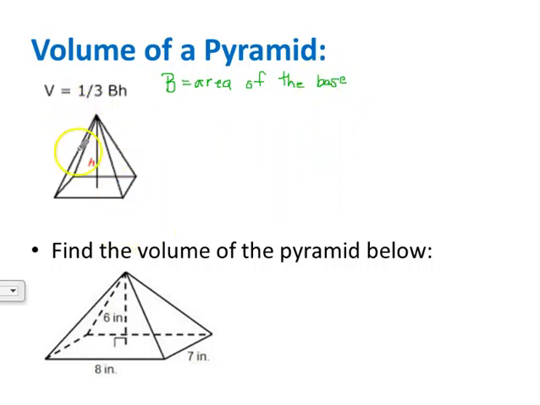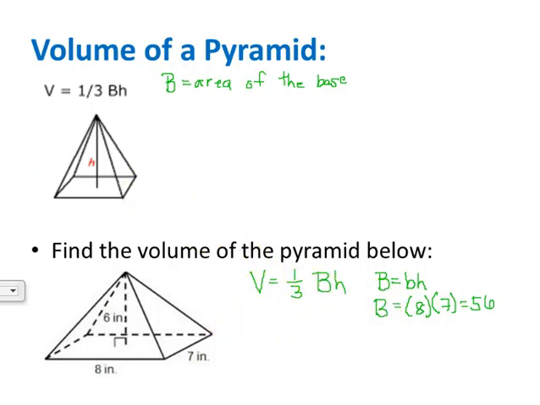So let's look at an example. Down at the bottom of the slide, we've got a pyramid. We've got a lot of different measurements, and let's find the volume. I always like to start by just writing down the formula: 1/3 base times height. Let's start with finding the base. What's the area of the base? We've got a rectangle, so the area is base times height. The base of the rectangle is 8. The height is 7. So 8 times 7 is 56. That's our capital B, the area of the base.